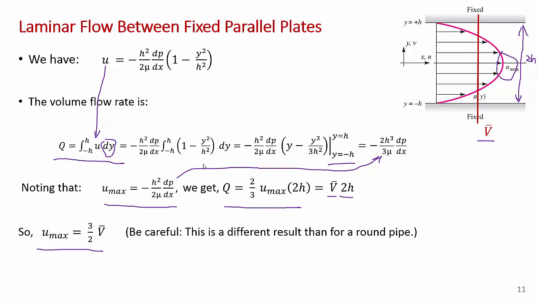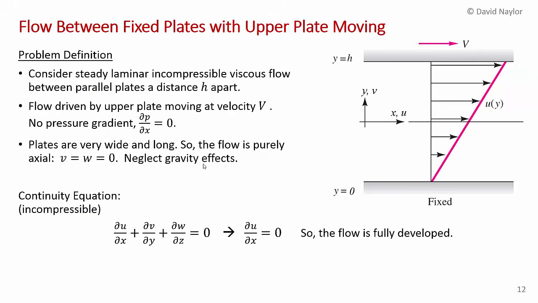So that completes, I think, the discussion of flow between fixed plates. We now move on to discussing flow between parallel plates where the upper plate is moving. So this is Couette flow. I'm going to do the problem definition again the same way. So we're considering laminar, steady, incompressible, viscous flow between two plates.